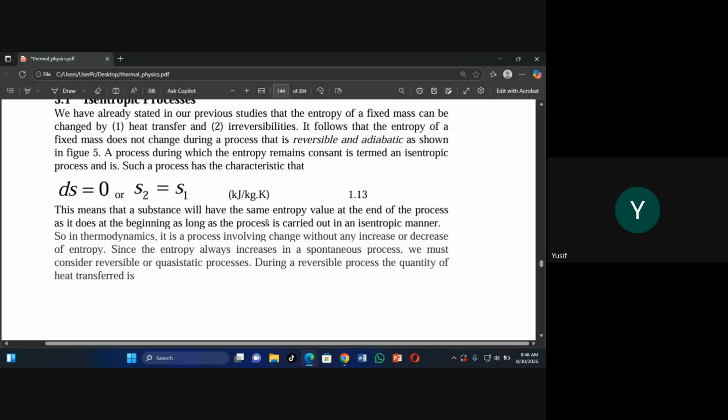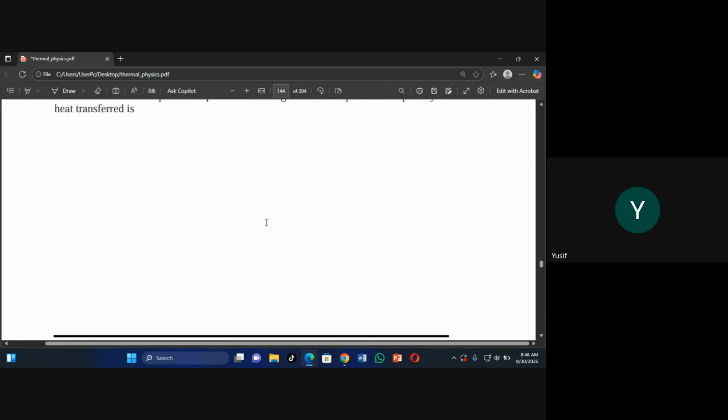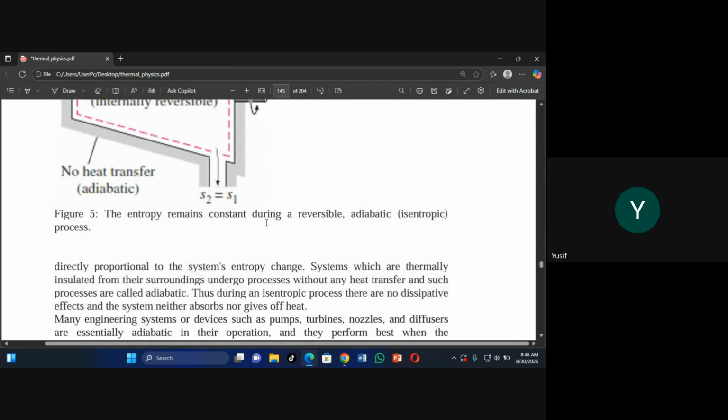Since the entropy always increases in a spontaneous process, you must consider reversible or quasi-static processes. During a reversible process, the quantity of heat transferred is directly proportional to the system's entropy change. Systems which are thermally insulated from their surroundings undergo processes without any heat transfer, and such processes are called adiabatic.